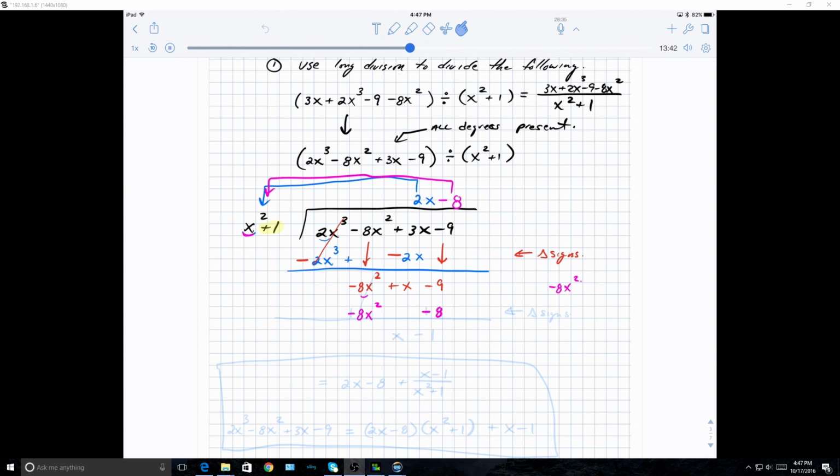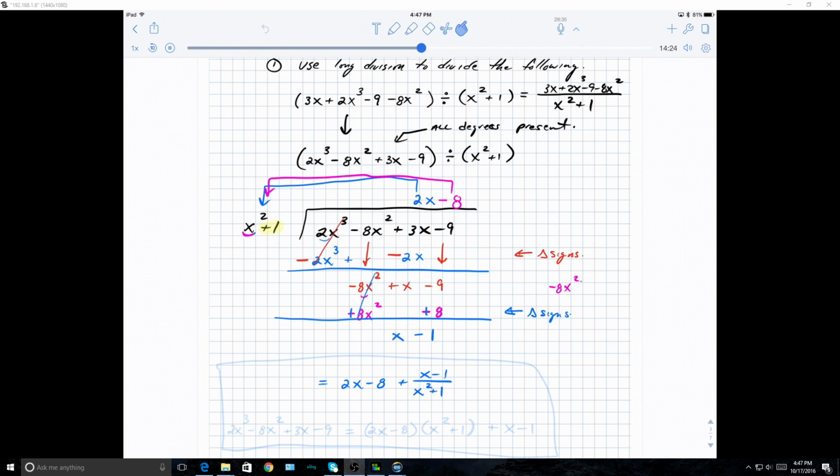And then, remember what we have to do at this point. I'll use blue again here. At this point, we're going to be doing a subtraction. So again, we need to change the signs. So I'll put them in like this. And now those will cancel out, leaving x minus 1. So what it looks like now that we have is the solution, or what this breaks down into is 2x minus 8 plus x minus 1 all over x squared plus 1.